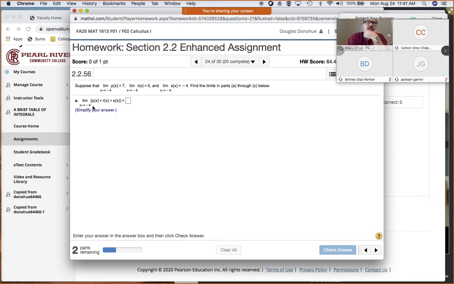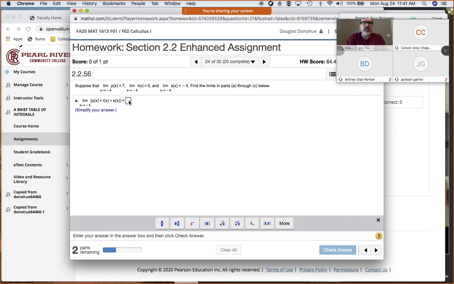So here we expand that to 3 functions. The limit of p plus r plus s is going to be 7 plus 0 plus -4, which will be 3.